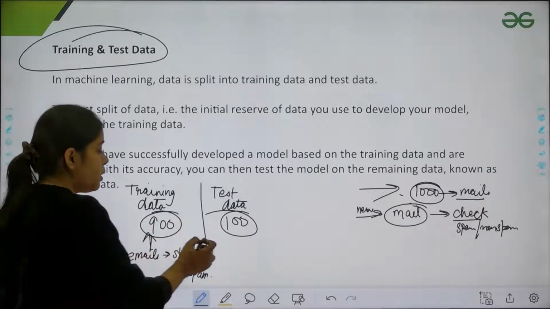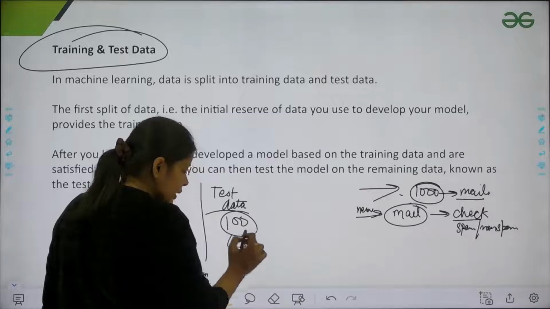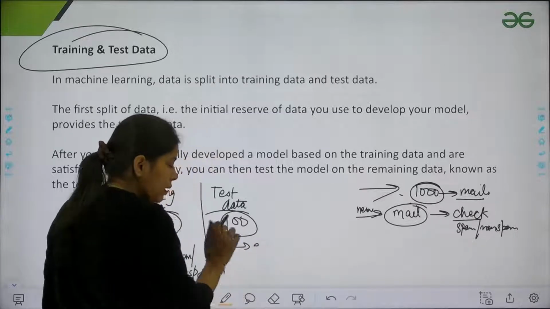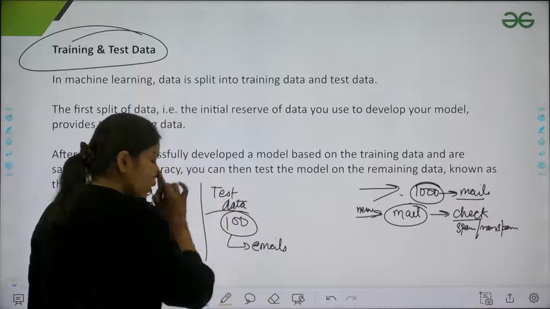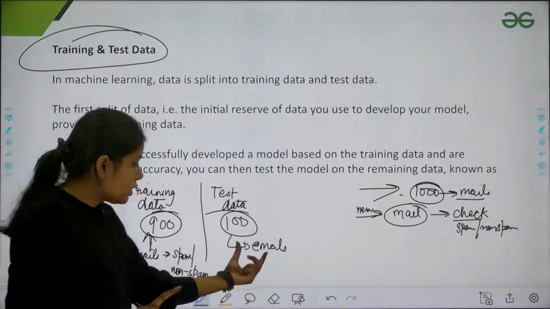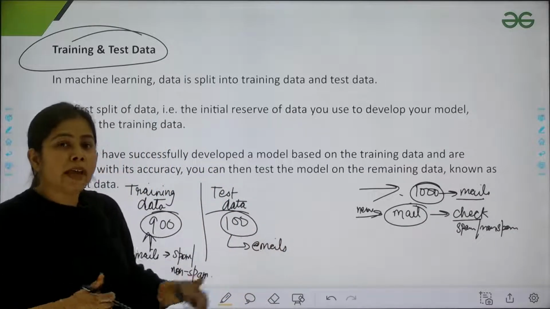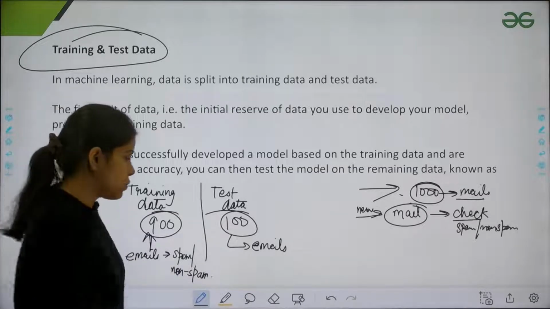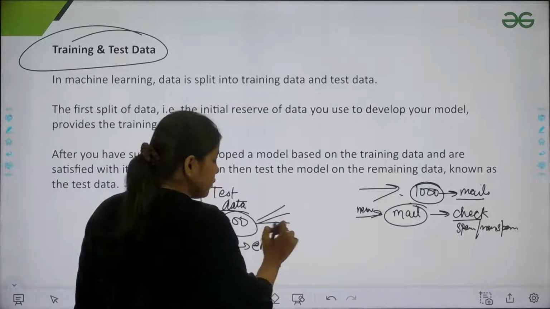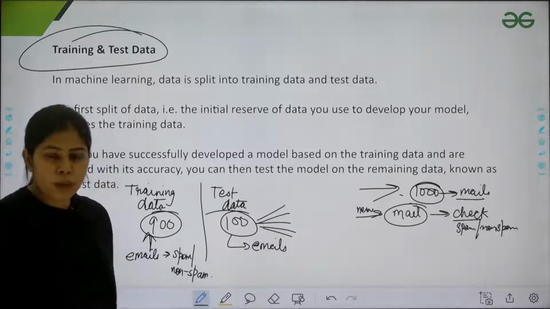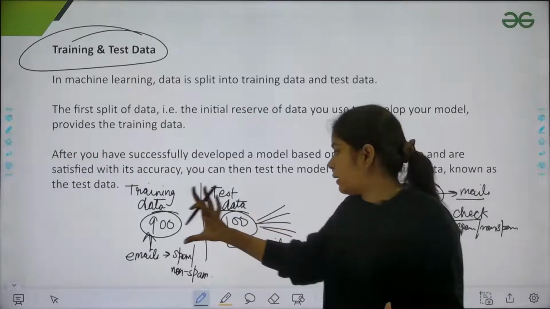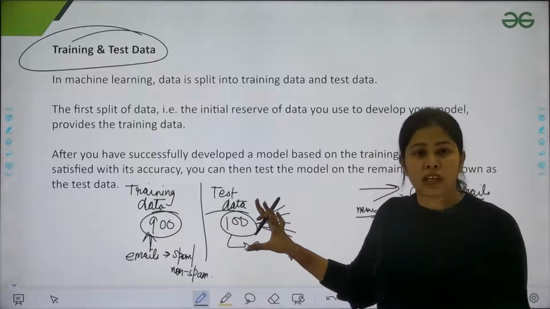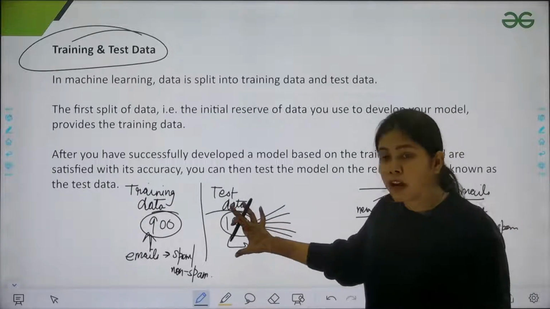Now what would I do? Now I'll give these test data. Let's suppose I have these 100 points in my test data, so I'll give these 100 emails to my algorithm, to my machine, and see what it predicts. For those 100 emails, the machine would classify whether they are spam or not spam, and I already know the result because this is my initial data. These 1000 points are my initial data. I also know the result for the 100 points.